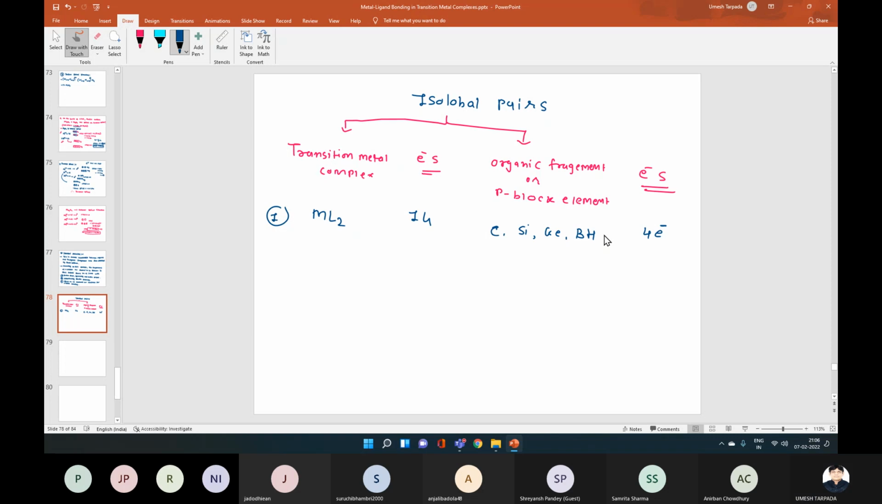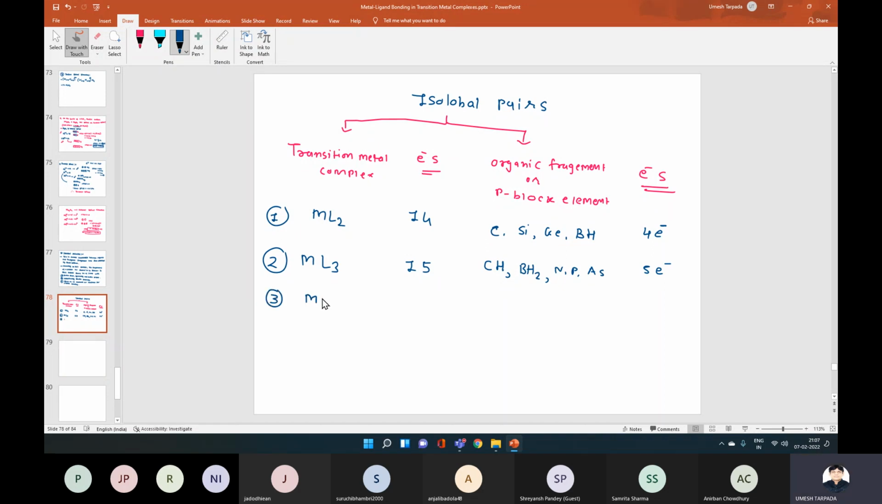Now next, suppose your structure type is ML3 type. It has 15 electrons, so it is isolobal with nitrogen, CH, group 15. Carbon 4 plus 1, that is 5. Boron is 13, so BH2, 13 plus 2, it is 15. All the p block elements, nitrogen, phosphorus, arsenic, antimony, okay, they contribute 5 electrons.